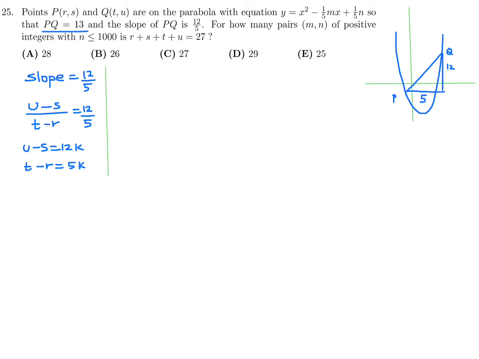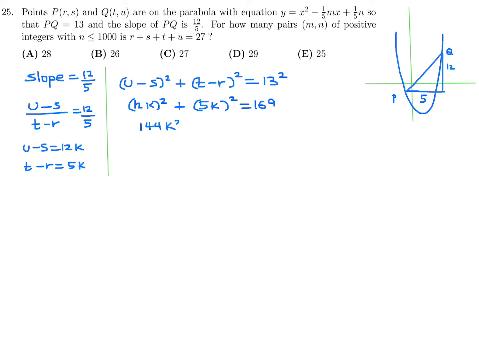Now the next thing is this piece of information right here, that the distance between P and Q is 13. So using the distance formula and those 2 points, we can find the following equation: U minus S squared plus T minus R squared is equal to 13 squared, right? So I'm going to substitute these points in to figure out what K could possibly be. U minus S is 12K, square that. T minus R is 5K, square that. And I've got 169 here.